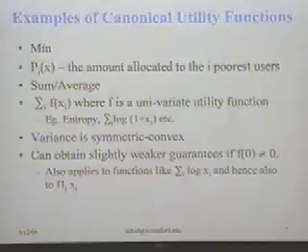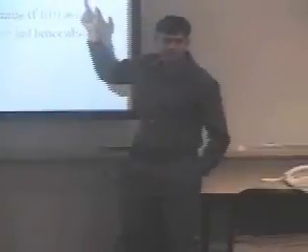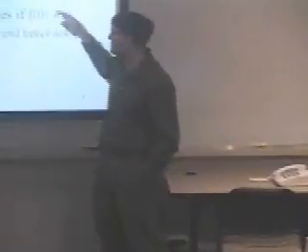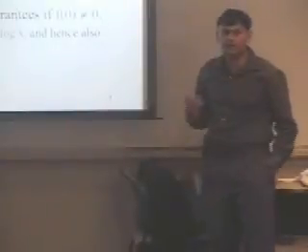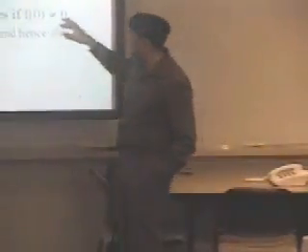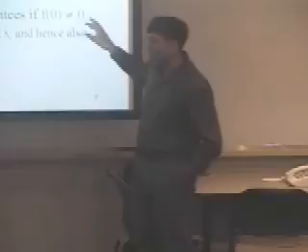Variance is symmetric convex, but you typically want to minimize variance, so that's also symmetric concave. It's like maximizing some symmetric concave function. And we'll be able to obtain slightly weaker guarantees if f0 is not equal to 0. All these requirements were reasonable: concavity is reasonable, symmetry is reasonable, non-decreasingness is reasonable. But f0 equal to 0 was somewhat ad hoc. So if f0 is not equal to 0, we'll still be able to obtain slightly weaker guarantees.